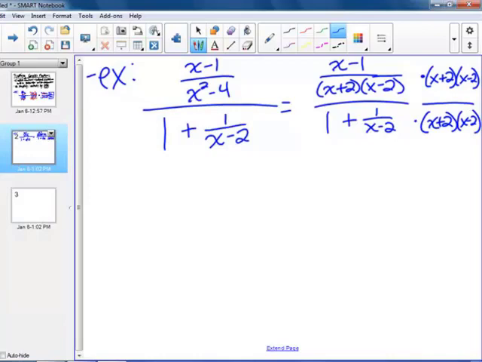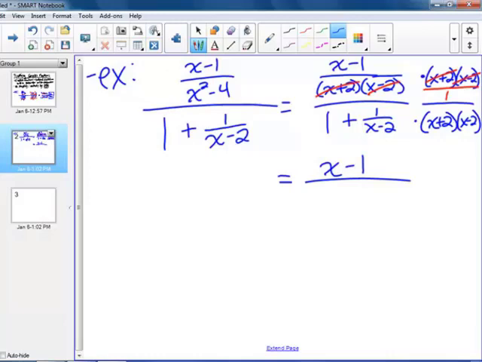If I multiply by x plus 2 times x minus 2, top and bottom, that should drop out all the denominators within the complex fraction. Okay, so now the top. Again, remember, that's just like over 1. The x plus 2 cancels, the x minus 2 cancels. So I'm just left with x minus 1 on top.